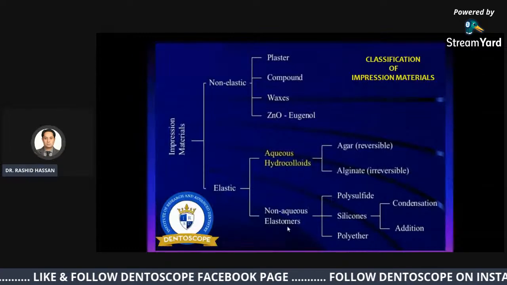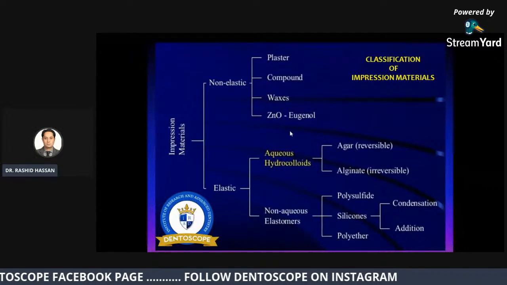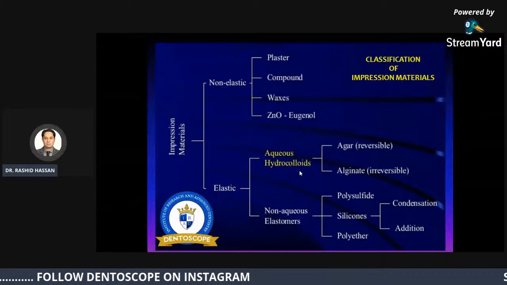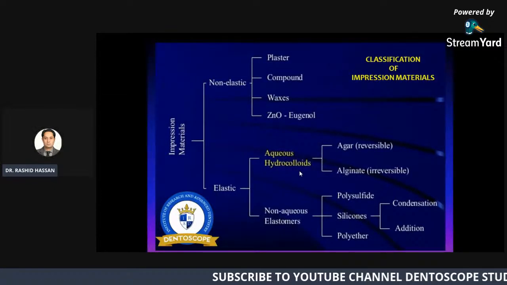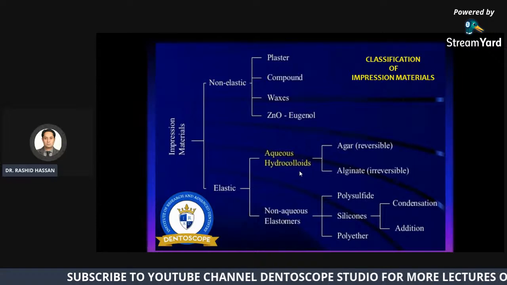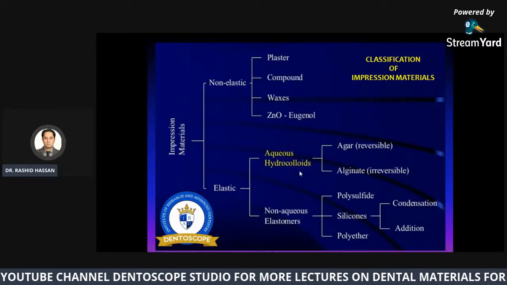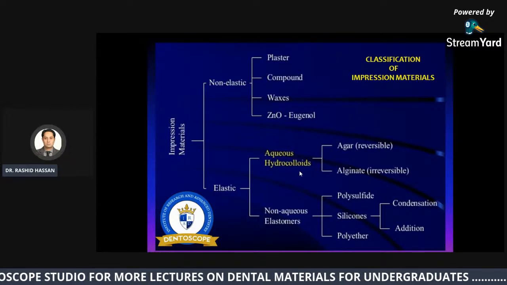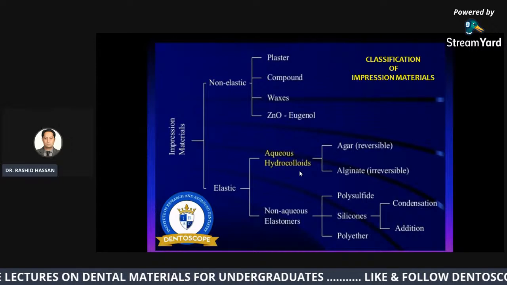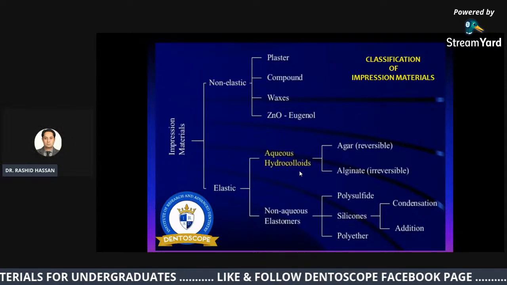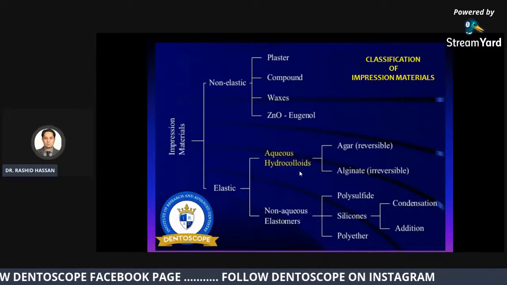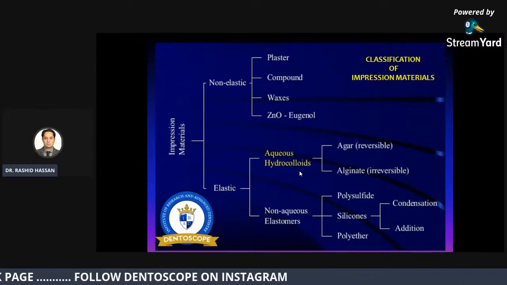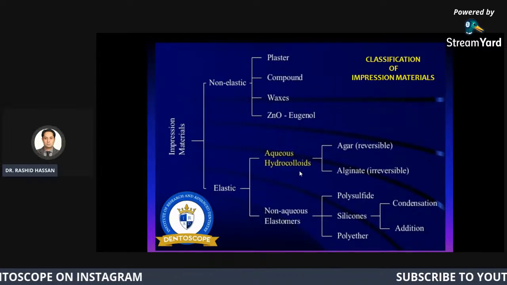This portion we have already covered these two. In today's lecture, I'm going to talk about the elastomeric impression materials, the techniques for using the elastomeric impression materials. Then we will also talk about the electroplating procedure for impressions, and finally the cross-infection control or disinfection of dental impressions. So let's get started.